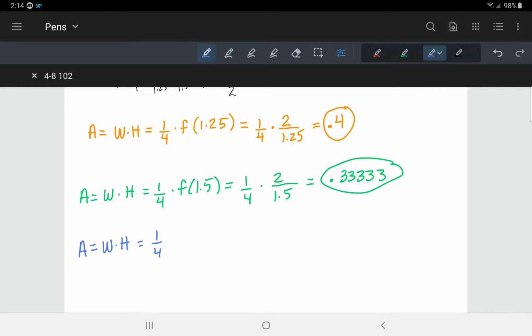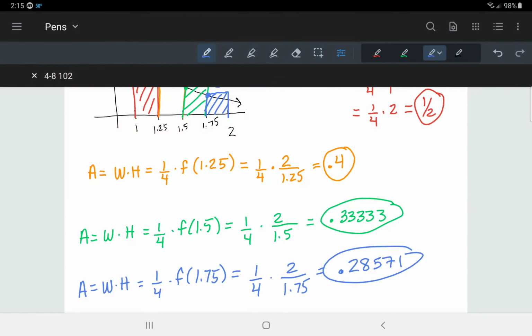Okay. Then lastly, for our fourth, the blue rectangle, area is equal to width times height. That's 1/4 times the function evaluated at the left-hand endpoint, which is 1.75. That's 1/4 times 2 divided by 1.75. And when you put this into your calculator to 5 decimal places, you'll get 0.28571.